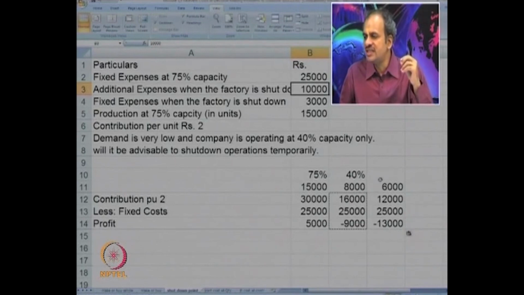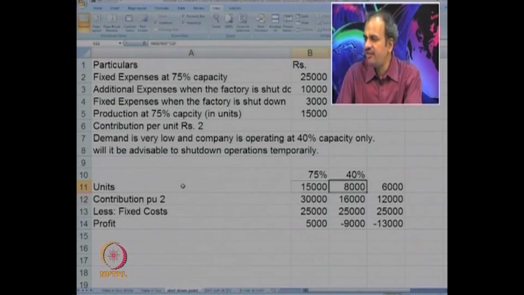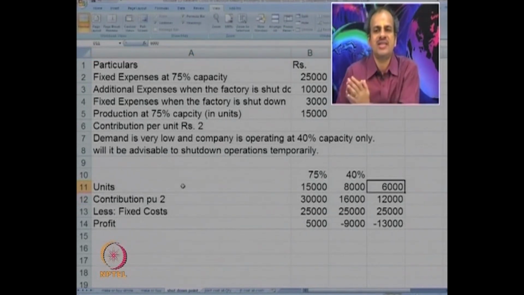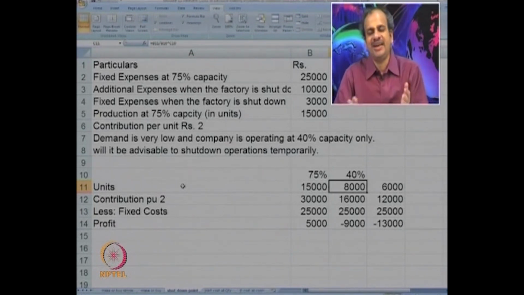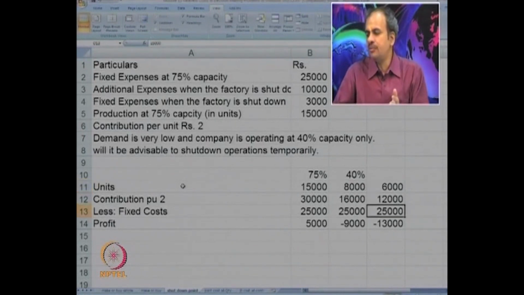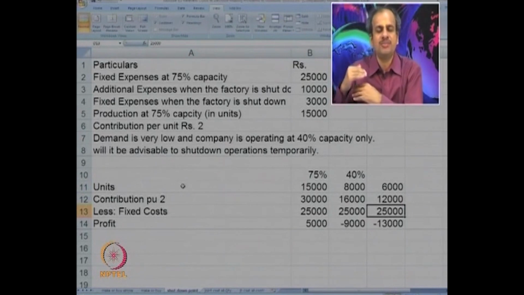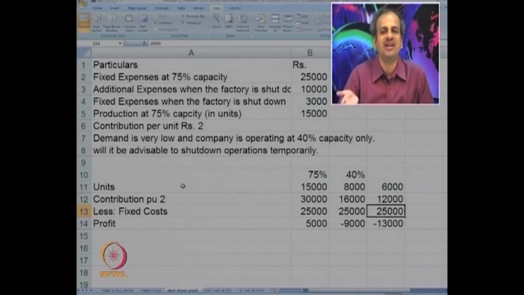So 6000 units is that level. This is the number of units. So 6000 units is a level where we run or not run, our losses remain at 13. Suppose our number of units are more than 6, let us say our number of units at 8, then our loss is 9. So the loss will go on increasing as the number of units fall. At 6000 the loss becomes 13,000. If the number of units fall below 6, then our loss will be more than 13. So it may be better to keep our plant shut rather than continue to incur losses more than 13,000.